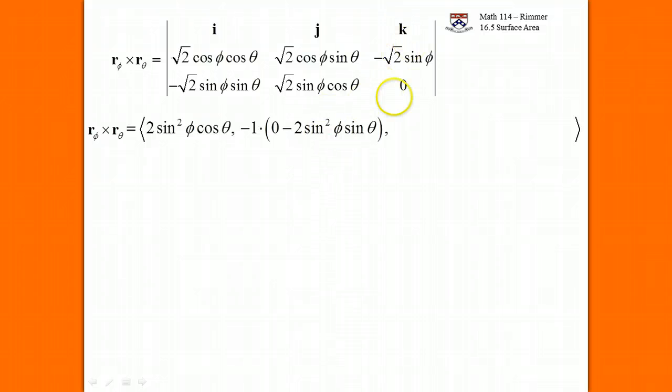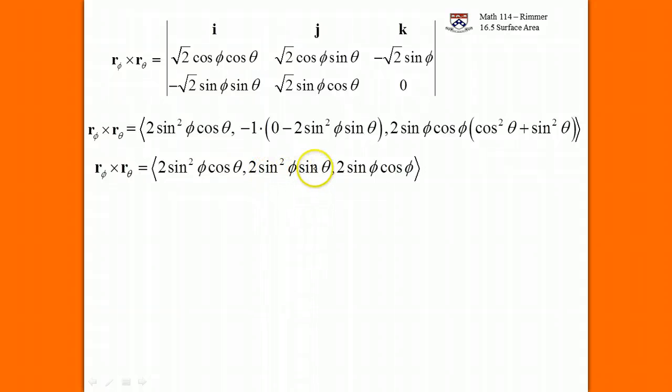And then finally we cross out k's column and k's row, and we end up with 2 sine phi cosine squared theta, and then plus 2 sine phi cosine phi sine squared theta. And the cosine squared plus sine squared you get left over when you factor out the 2 sine phi cosine phi. Alright, great. So this is going to be a 1. This is going to be a 2 sine squared phi sine theta. We have the cross product.